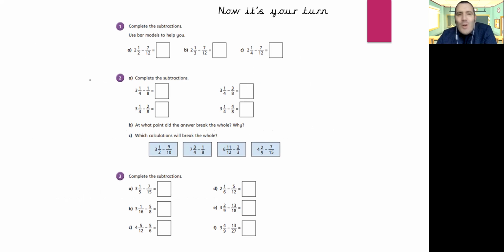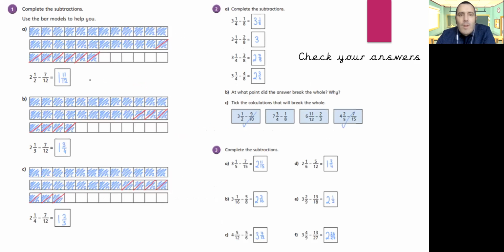How did we get on? Ready for the answers? So using the bar models, we've broken the whole in each one of these. So using the bar model, we've partitioned 7 here. We've got 6 we've taken from there and 1 from the next one along. Same with B. We've partitioned to take 4. So 1, 2, 3, and 4.